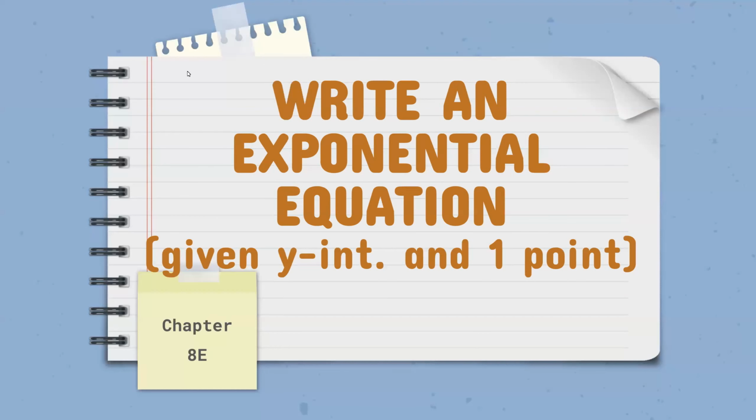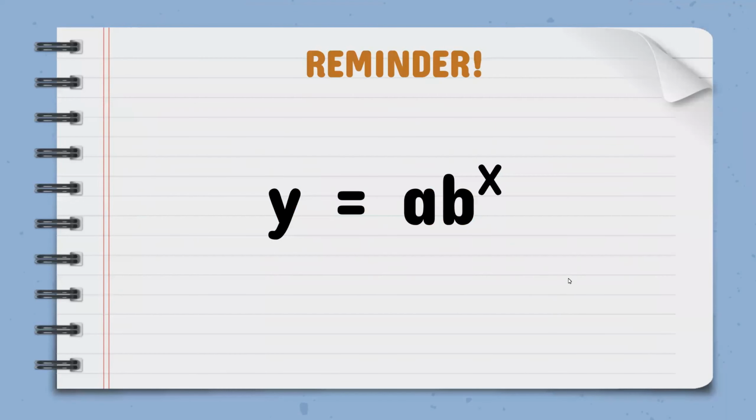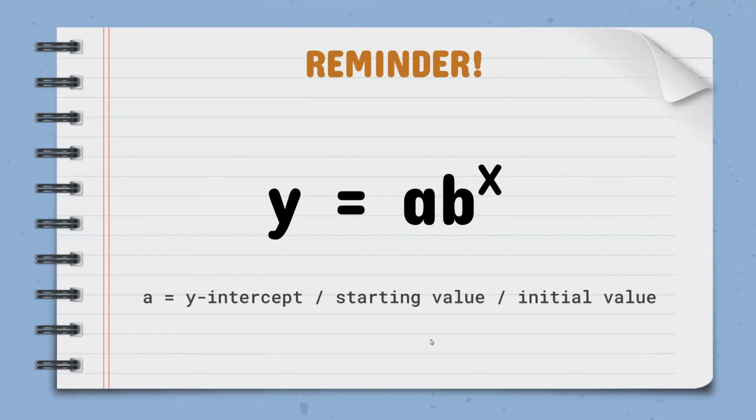Today's video, we are going to write an exponential equation given 2 points. So that's your learning target for today. Write an exponential equation given 2 points where one of them is the y-intercept and you're given another point. And so again, this is an exponential equation where a is equal to the y-intercept, also known as the starting value or initial value, and b is the multiplier.